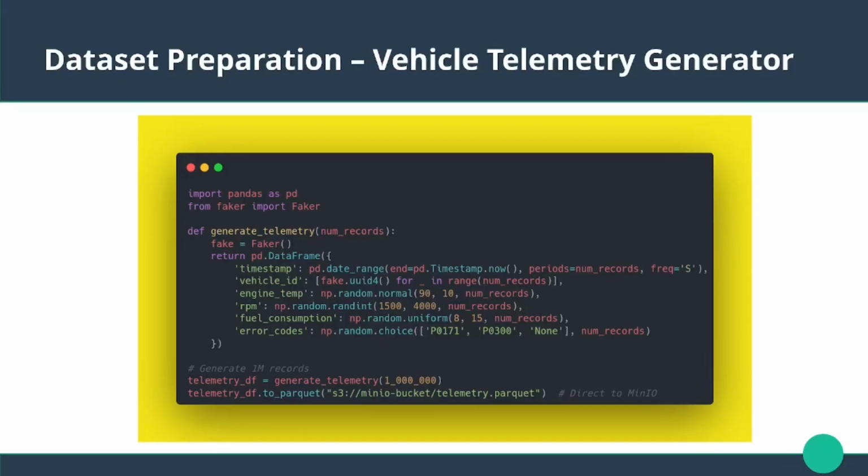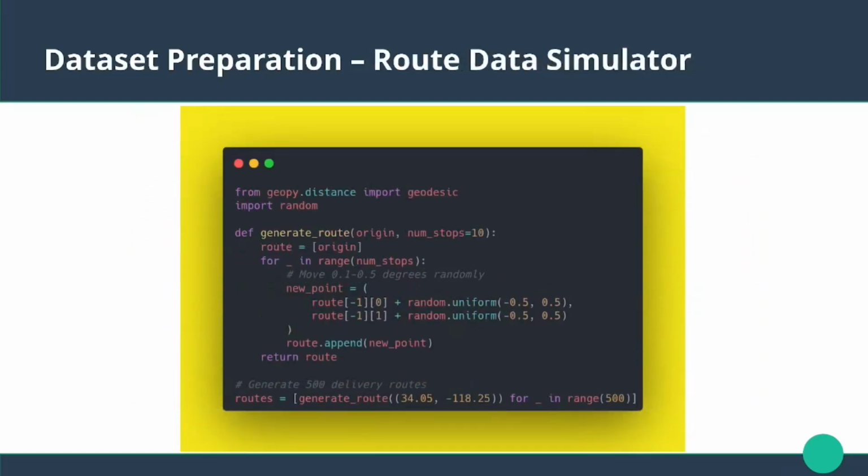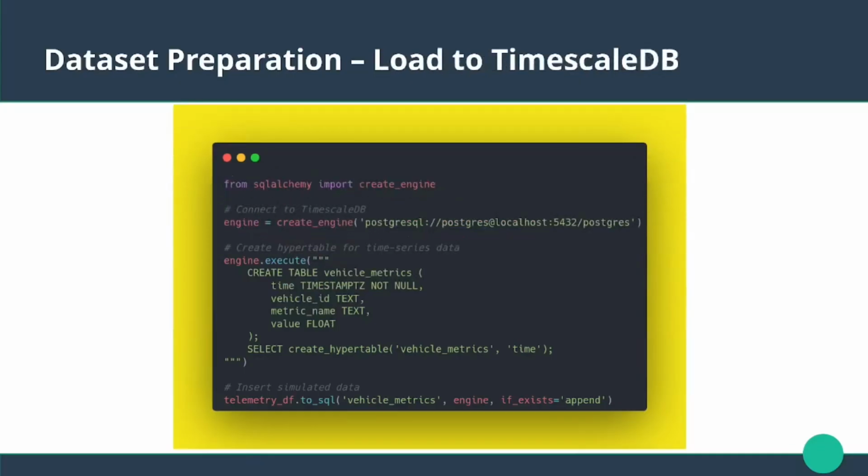So this route data simulator will basically generate synthetic delivery routes. And the next thing we're going to do, now we have those two data sets, is we're going to load it to timescale.db. This script, including the create statement, will create a hypertable, which is a table optimized for those types of time series telemetry data. And we can insert the data that we generated into that hypertable. Afterwards, we can also stream some of the real-time positions with this script, which is the stream to Kafka script.